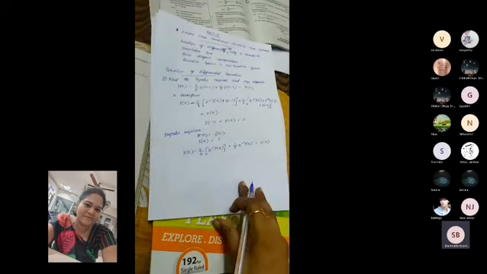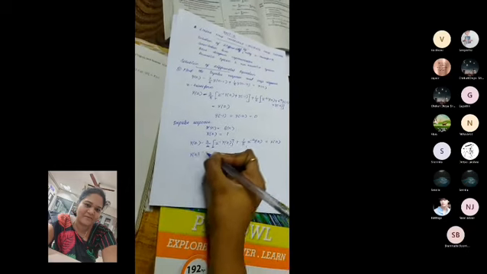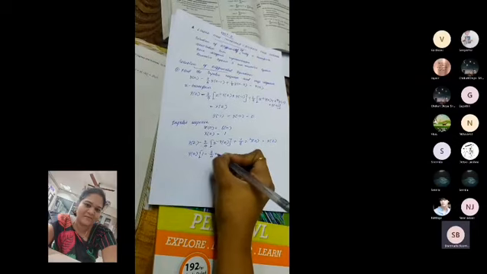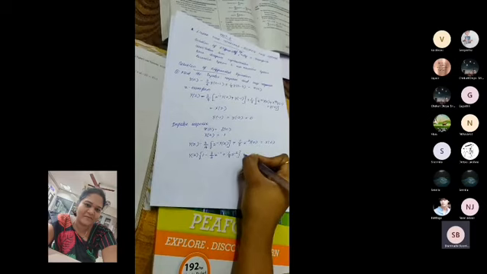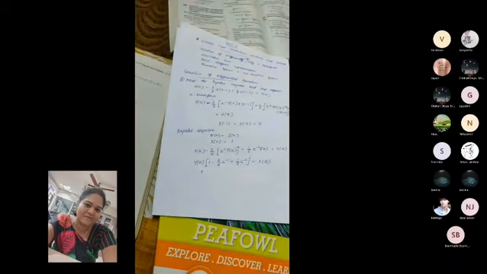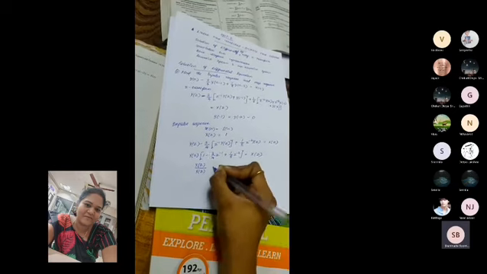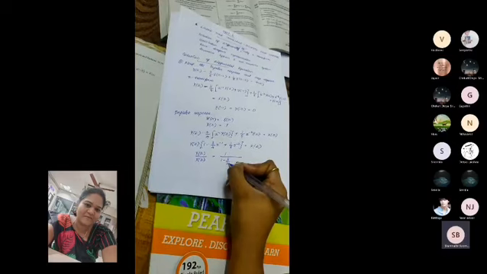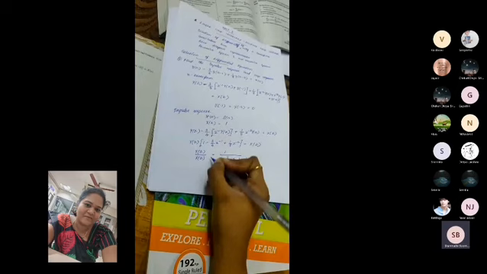Next, you should take the common term outside. What is the common term here? Y of z. So it will become 1 minus 3 by 4 z inverse plus 1 by 8 z power minus 2 will be equal to x of z. Then y of z divided by x of z will be equal to 1 divided by 1 minus 3 by 4 z inverse plus 1 by 8 into z power minus 2.